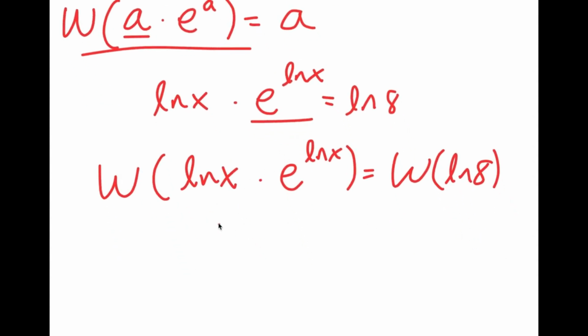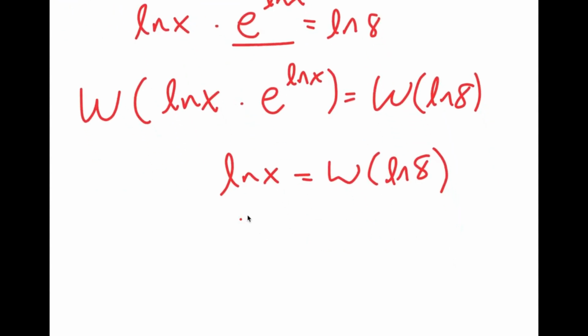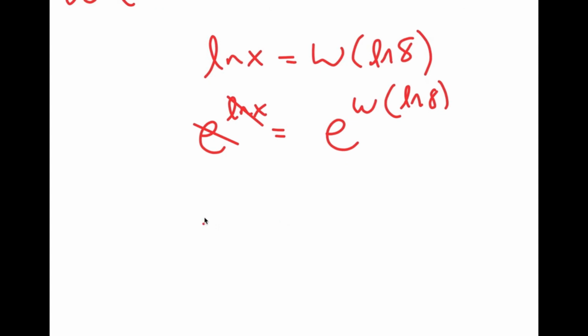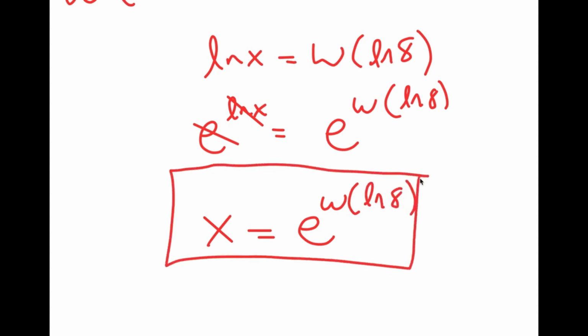This simply turns into ln x is equal to w of ln 8. And then now I'm going to take e to the power of both sides. So I get e to the power of ln x is equal to e to the power of w of ln 8. And e and ln cancel out. So I get x is equal to e to the power of w of ln 8. So this is my value of x.